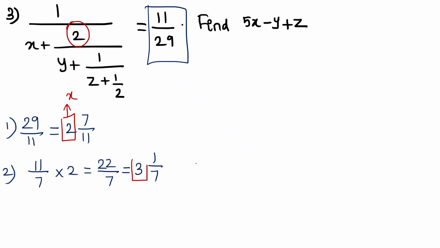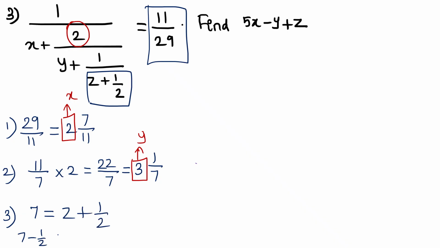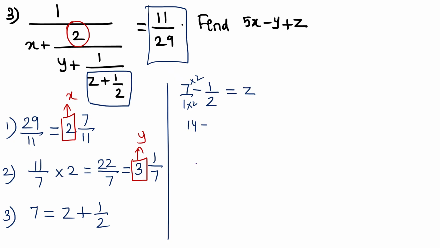Then this 3 indicates your y value. Then next, this 1 by 7 you're going to write in terms of the reciprocal, that is 7 will be equal to z plus 1 by 2. So z equals 7 minus 1 by 2. Sorry, 7 minus 1 by 2 is equal to z. So when I solve this, LCM is 2, so 14 minus 1 by 2, that is equal to z, which is 13 by 2, which is equal to the z value.